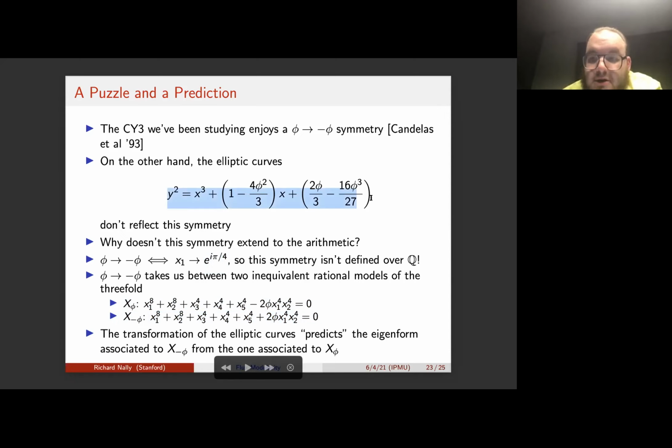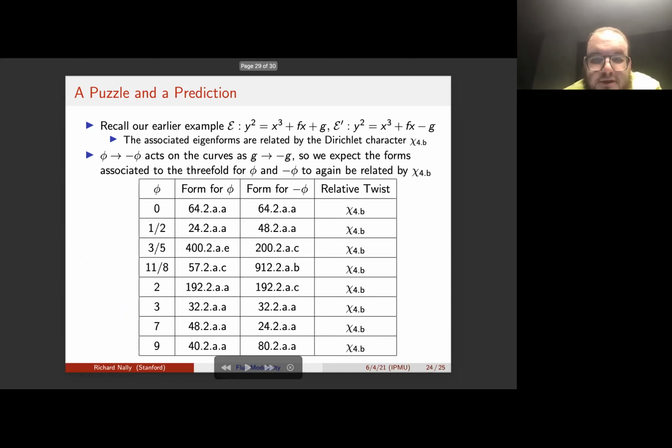And the transformation of these elliptic curves under phi goes to minus phi predicts the modular form associated to this rational model from the modular form associated to the other rational model. The reason why is simple. If you think about our earlier example of y squared equals x cubed plus fx plus g, and y squared equals x cubed plus fx minus g, the associated modular forms are related by twisting by this chi sub 4b, which is just the thing that gives you a minus sign if p is 3 mod 4 and a plus sign if p is 1 mod 4.